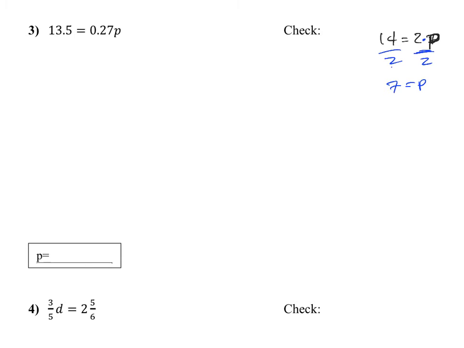If I look over at this problem, the problem is these are decimals. I can do one of two things. I can do the math and try the long division with it. Or I could say, well, I know this is 27/100ths p, and this is 135/10ths, or 13 5/10. Now I'm going to divide, because that's what I did over here. So I can divide both sides by 27/100ths.